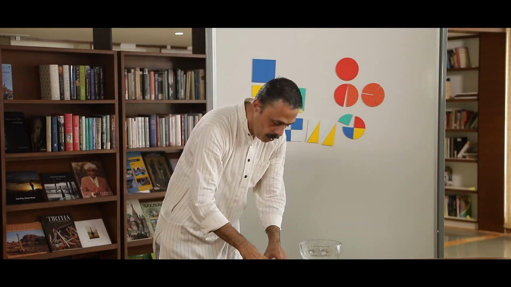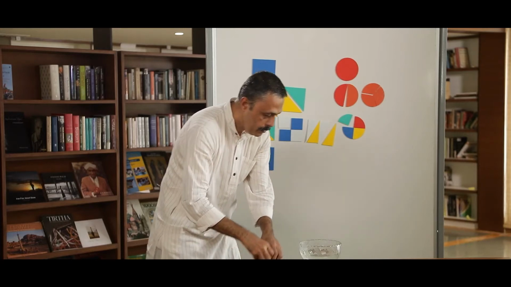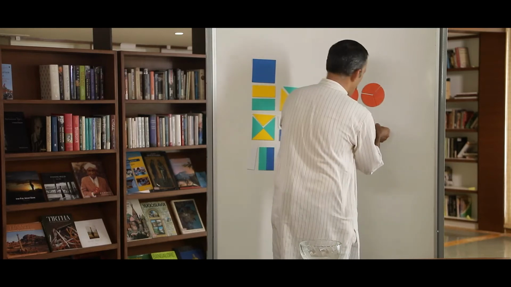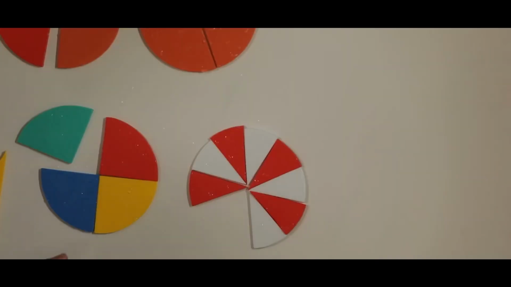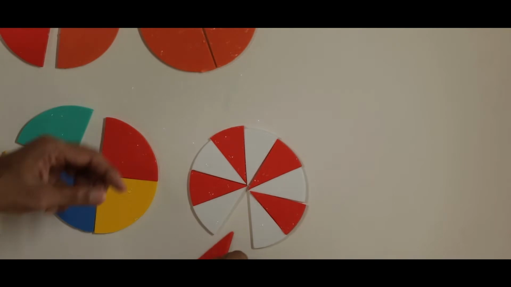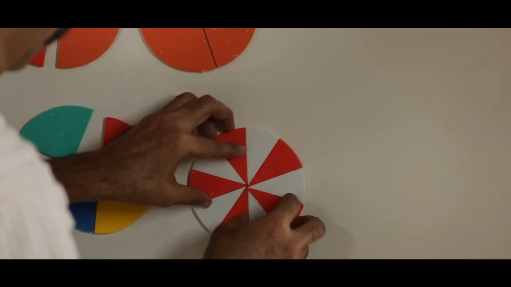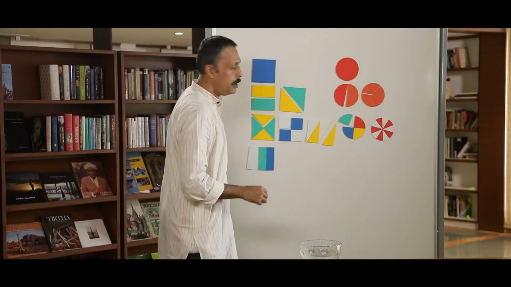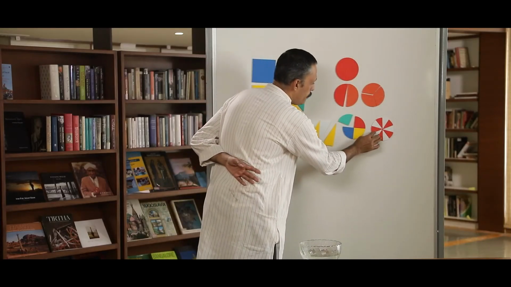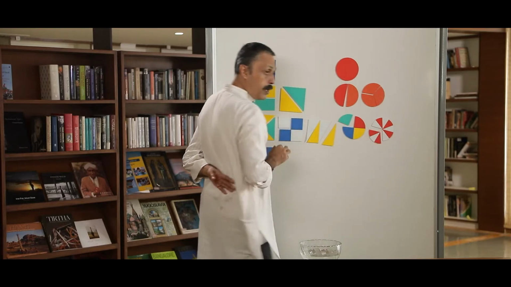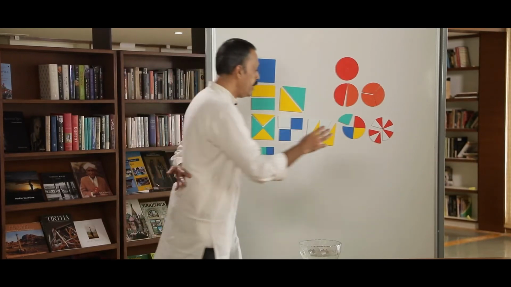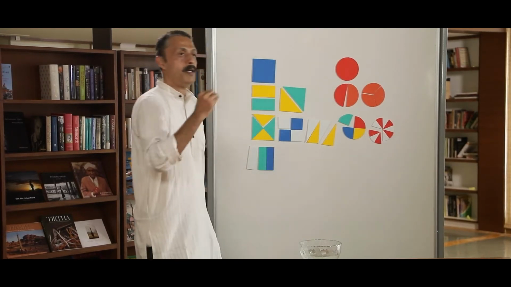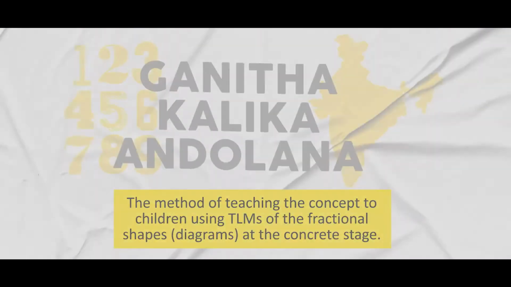Let us now split this full circle into 10 equal divisions. The same circle has been divided into 10 equal portions. If you give me 3 from this, it means 3 out of 10. Or out of 10 equal portions, 3 portions have been given to me.